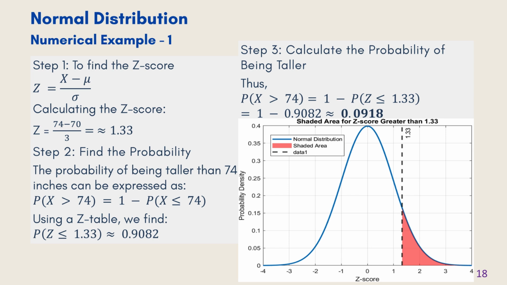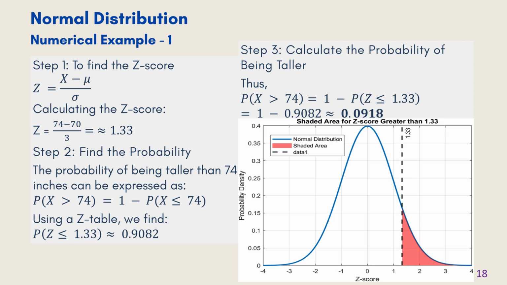Step 1. Finding the z-score. To find the z-score, we use the formula z equals the value of x minus the mean, mu, divided by the standard deviation, sigma. Inserting the values in the above equation, we get z approximately equal to 1.33.